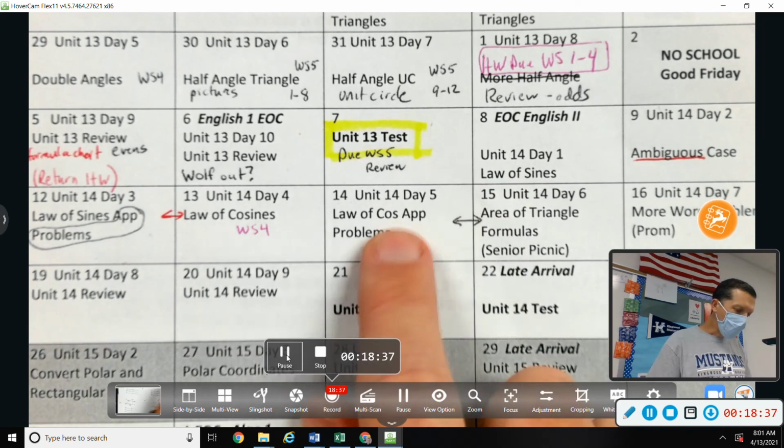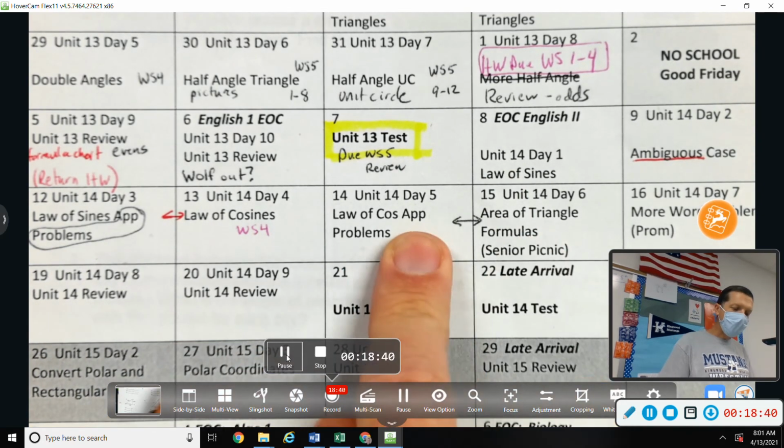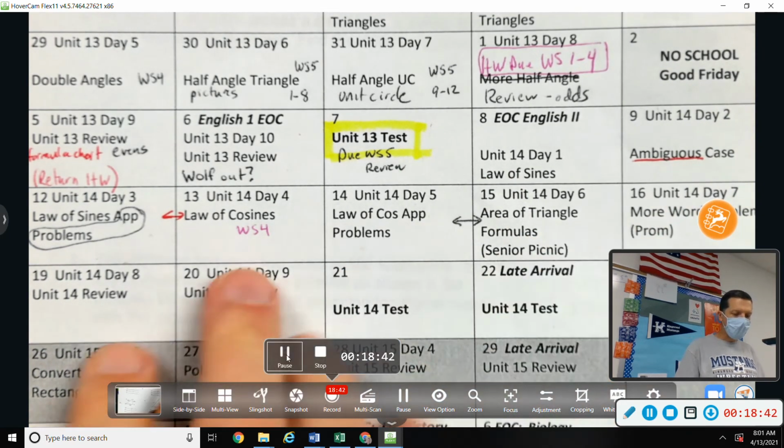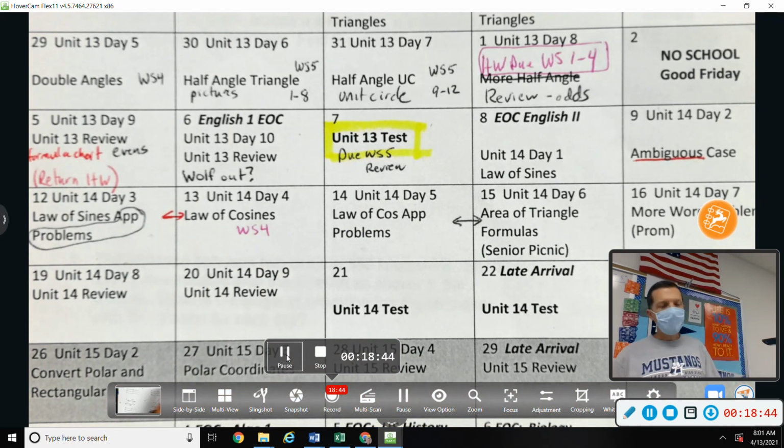Tomorrow, again, we'll do area of triangle. That'll be the last new day of stuff. And then we'll just do word problems review, until we get to the test next week.